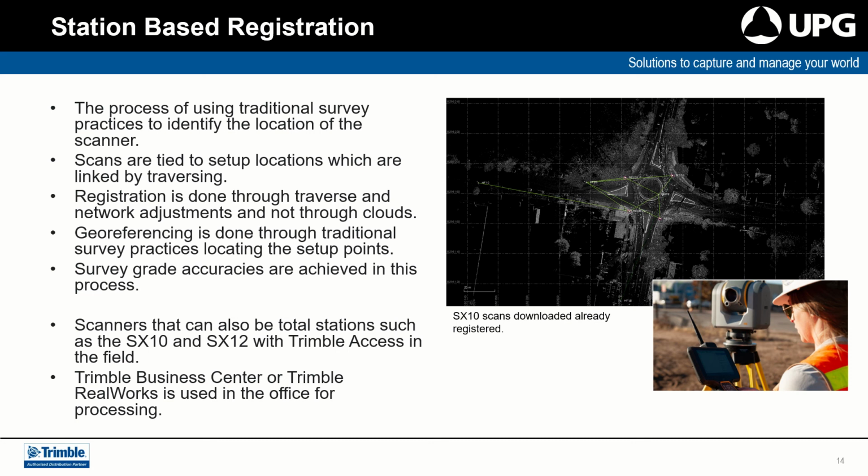Scanners that can be used for this process are things like the SX series within Trimble, used with Trimble Access in the field. Trimble Business Center and RealWorks can be used as office solutions for processing this data. However, it is worth noting that this is a field process, and the traverse network cannot be calculated in the office as a backwards compatibility. It needs to be done with a specific scanner that can handle this.